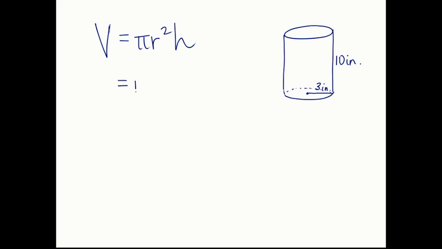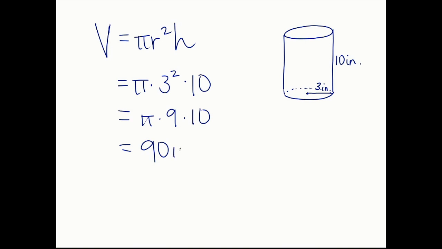So this is going to be pi times 3 squared times 10. And I'm going to do my exponents first. So it's pi times 9 times 10. And if I wanted to keep it in terms of pi, or if I wanted to have pi in my answer, I would just say that this is 90 pi.